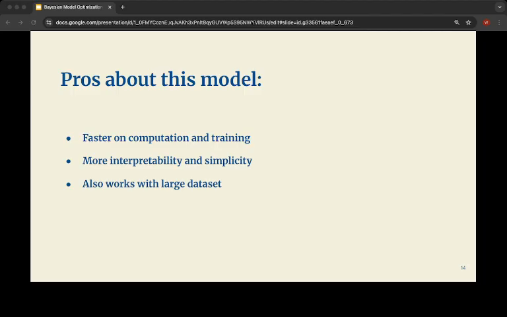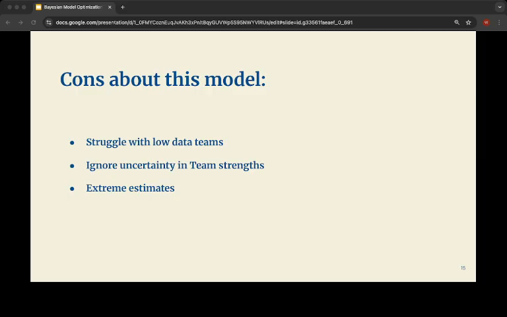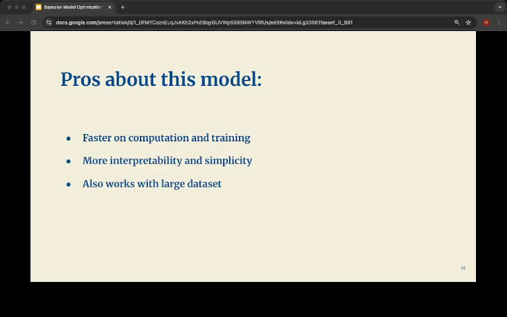And for the interpretability of this single-level model, the teams' attack and defense values are directly linked to goals. You can represent it by a simple relationship with a formula. So it works well with enough data per team.